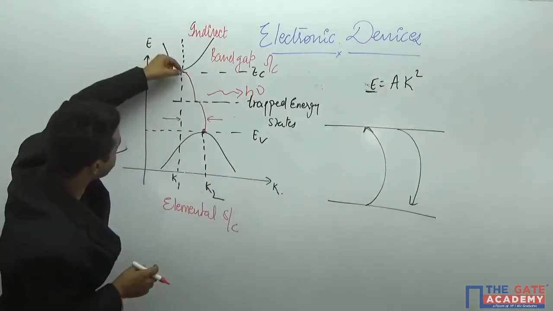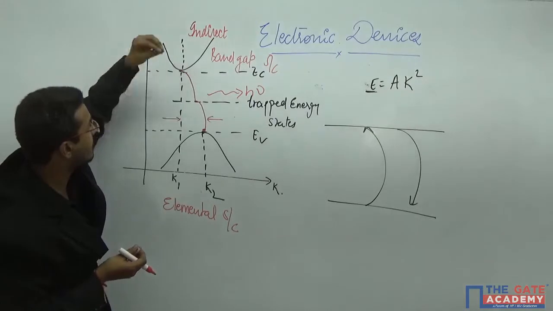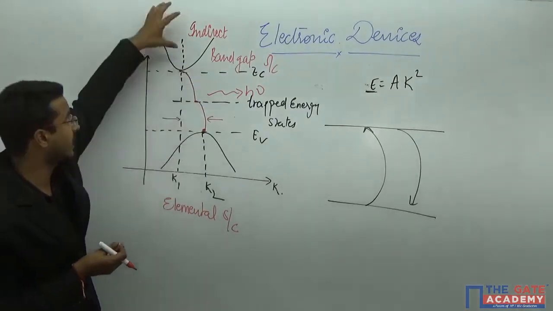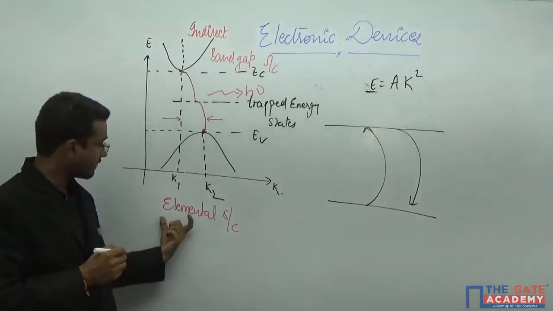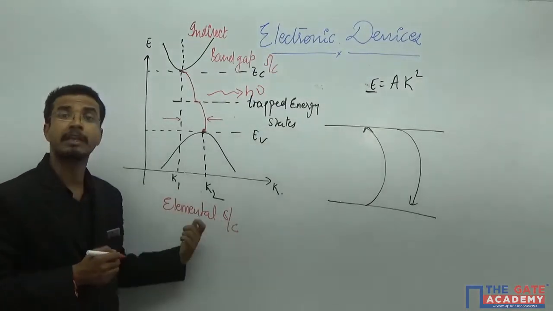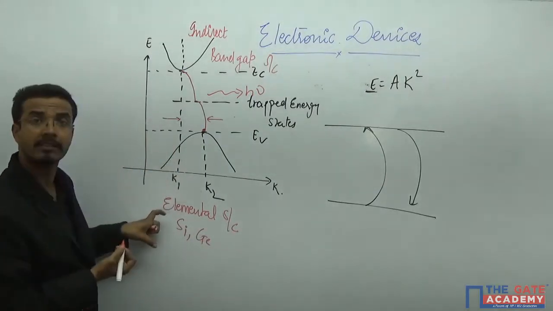Okay, so whenever this type of phenomenon occurs, where the electron is not coming directly from this level to this level, that is known as an indirect band gap semiconductor. Okay, and examples of such elemental semiconductors are silicon and germanium. These are the elemental semiconductors.